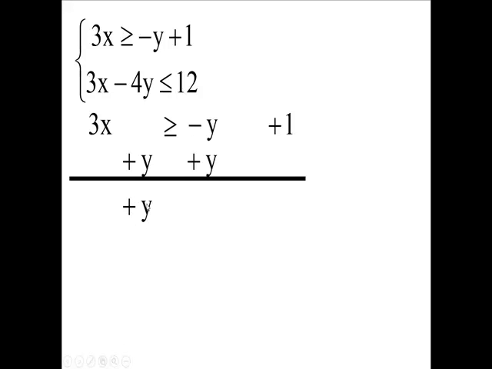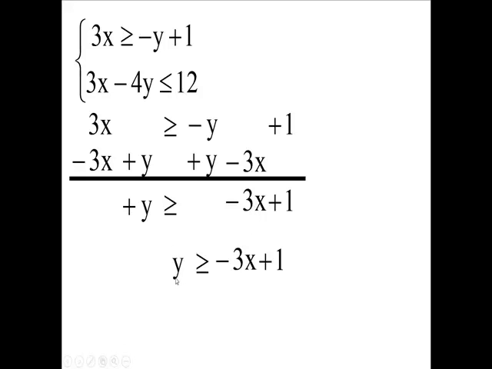So I got a plus y, and if I'm going to solve this for y, then I need to get rid of the 3x. Subtract 3x here and put 1 here. So y is greater than or equal to negative 3x plus 1. Bring that down, and we've solved this now for y. So here's my first inequality, solved for y.